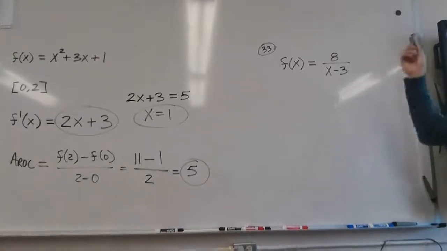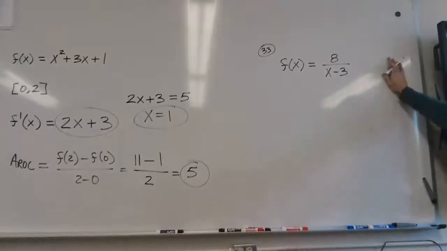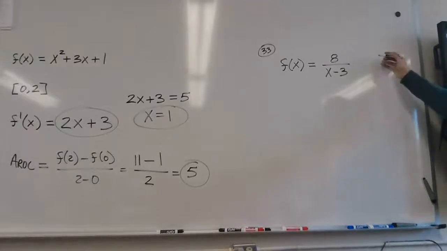Okay, so let's do another one. Why did I jump so far forward to 33? Sorry, I just blew Jesse's mind here. What's the interval here? It's going from what? 2 to 5.